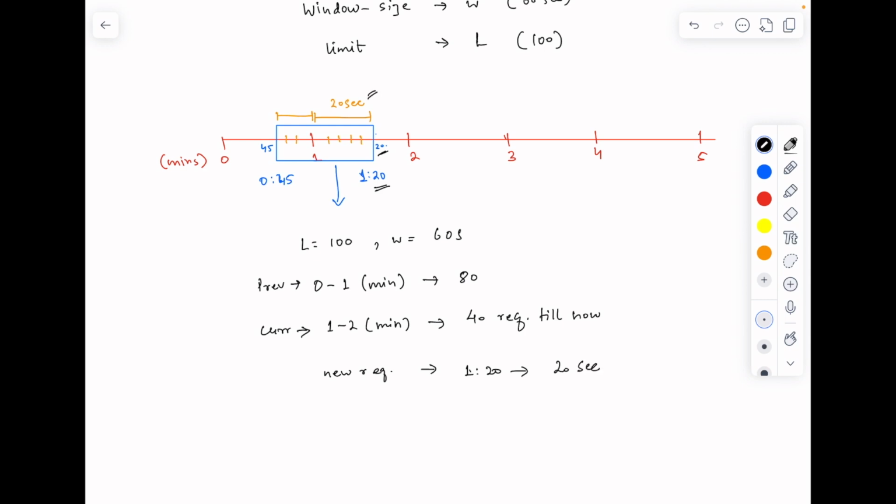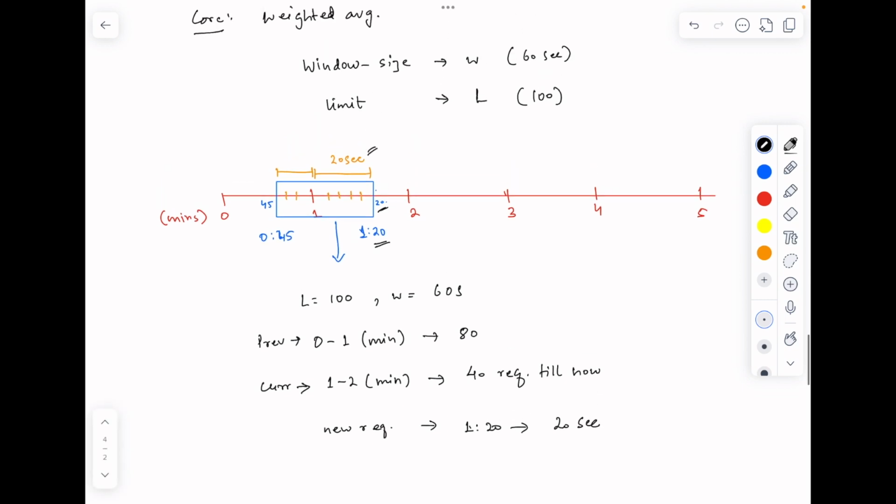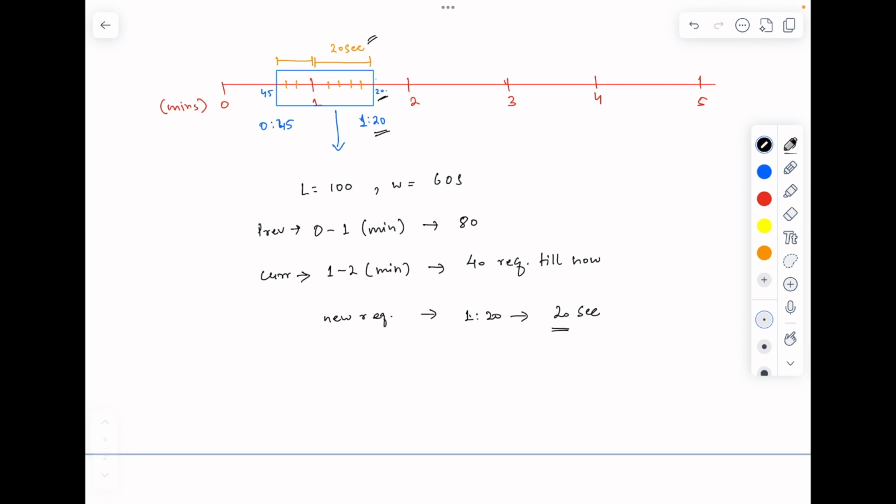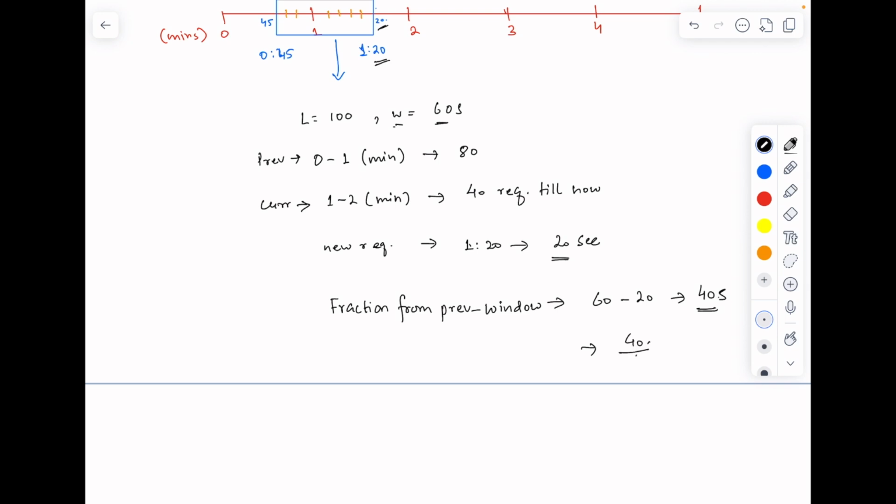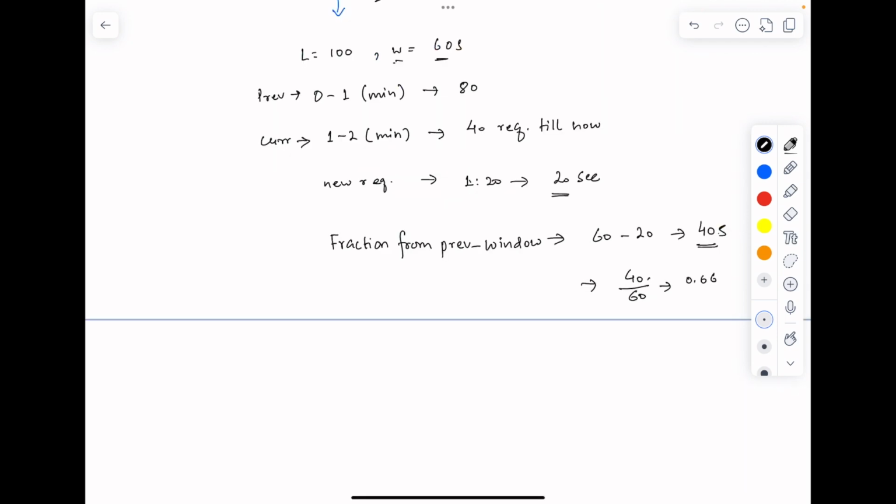Now what is the fraction of the previous window remaining here? In the current window, we have taken 20 seconds. Our total window size is 60 seconds. Fraction remaining from the previous window is our window size of 60 minus what we have passed, so that becomes 40. So this 40 seconds weighted average we have to calculate now. What is the weighted average of 40 seconds? 40 by 60, which is 0.66. So this is the weight we apply to the previous window's count.